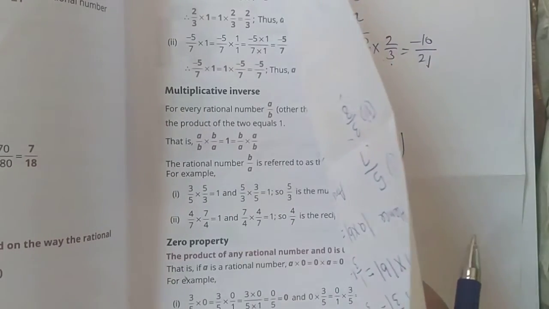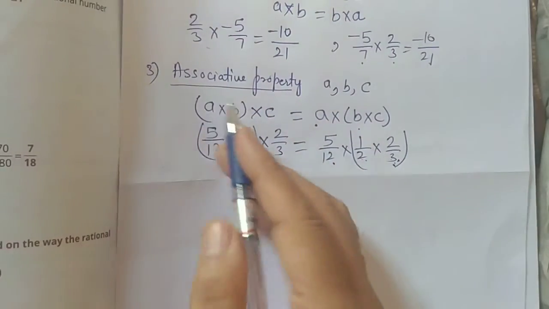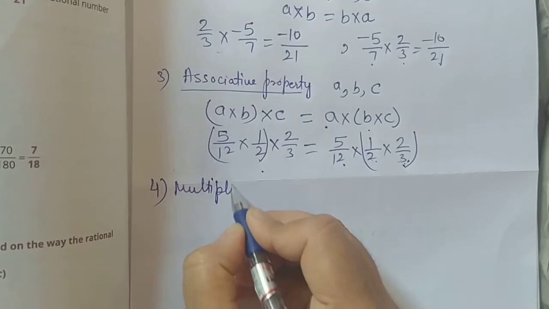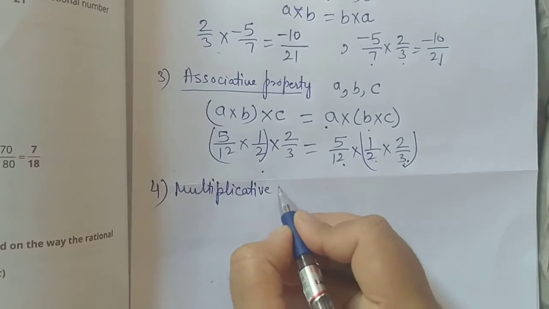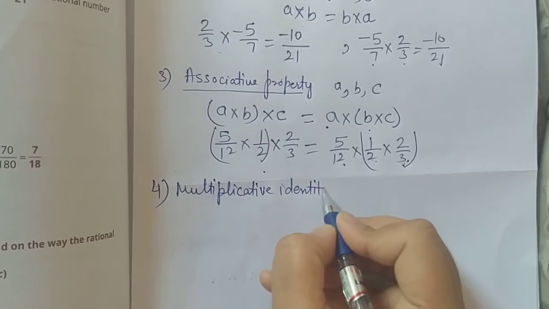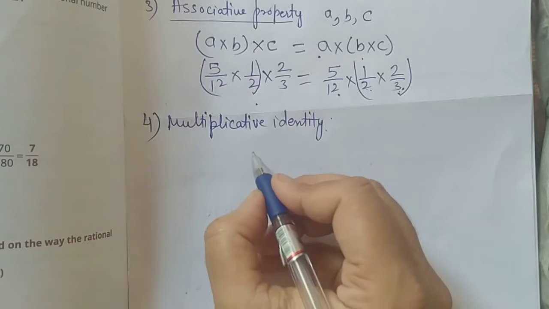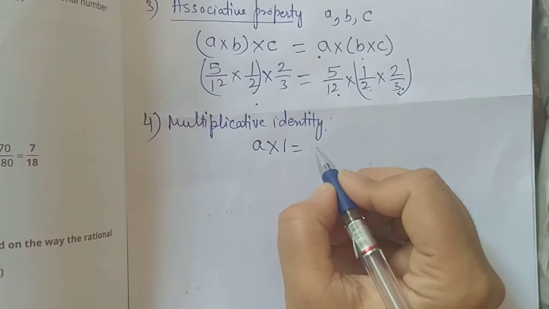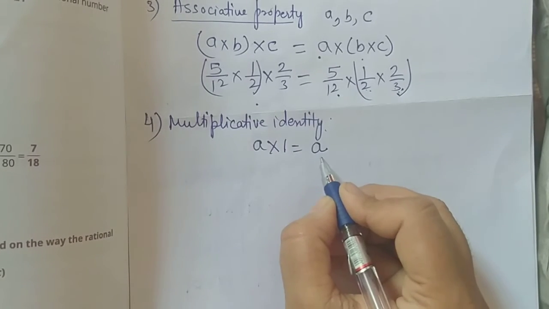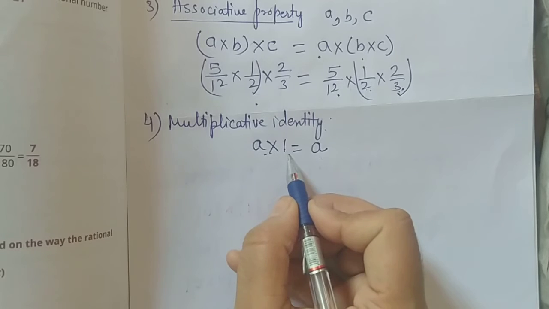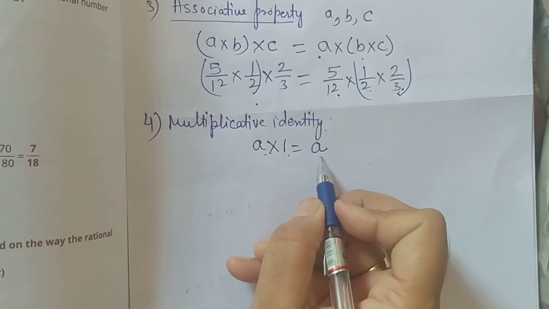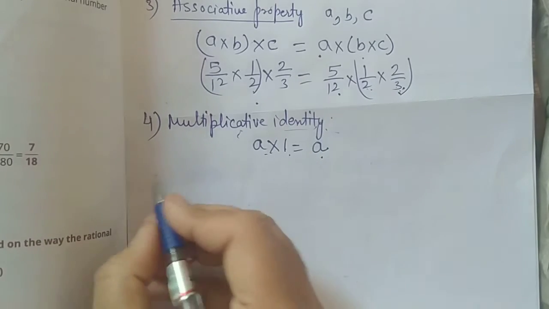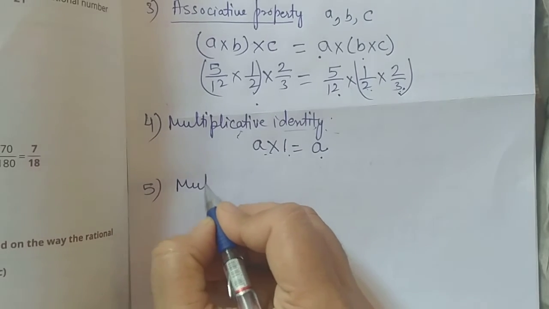Then the next property is multiplicative identity. It means when we multiply by any number, suppose we multiply by 1, it will give us the same number. Any rational number multiplied by 1 will give the same rational number. This property is known as multiplicative identity. Identity means same.